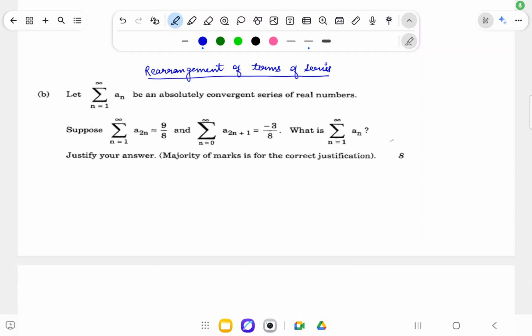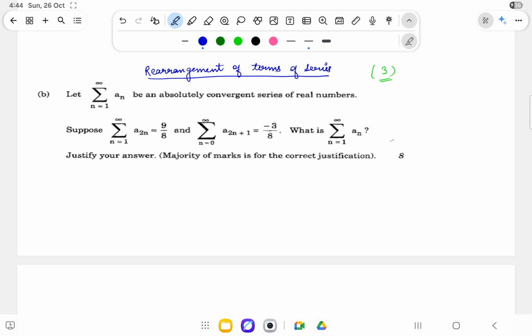So today we'll see the topic rearrangement of terms of series. Earlier we have discussed questions on series and alternating series. In this topic not many questions were asked, only 3 questions. One question is straight away like they asked the proof of the Riemann rearrangement theorem. So that we'll see later. First let's discuss the basic questions that were asked on this topic.